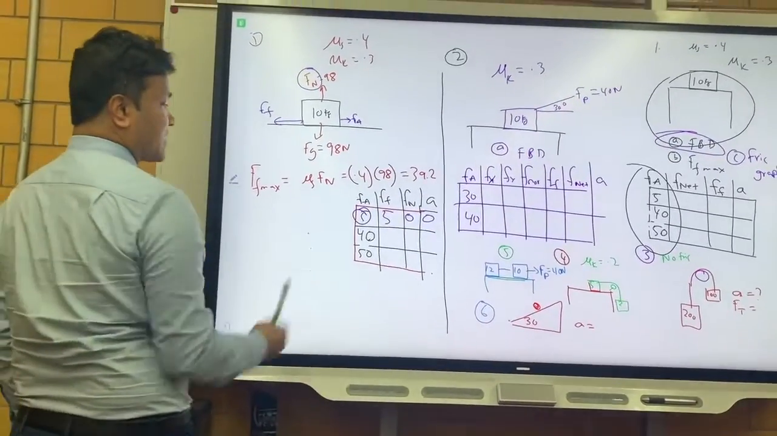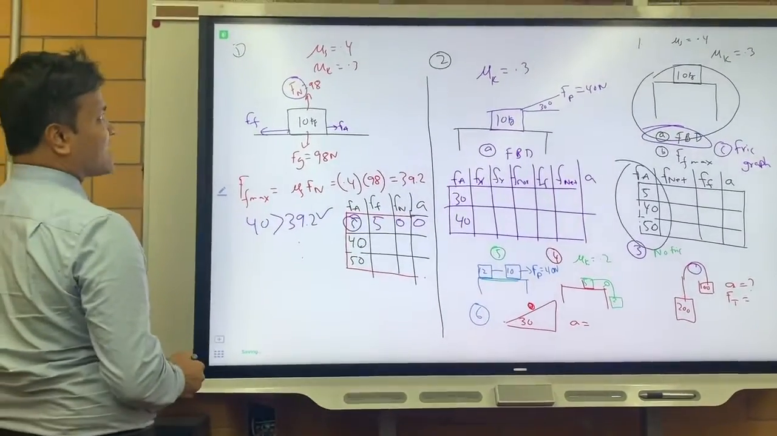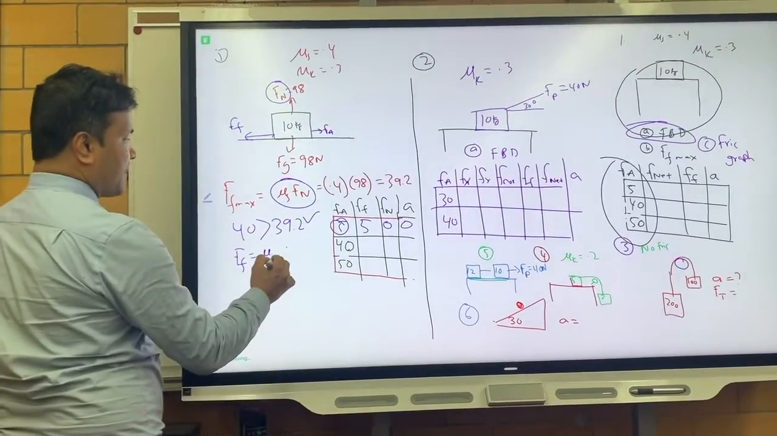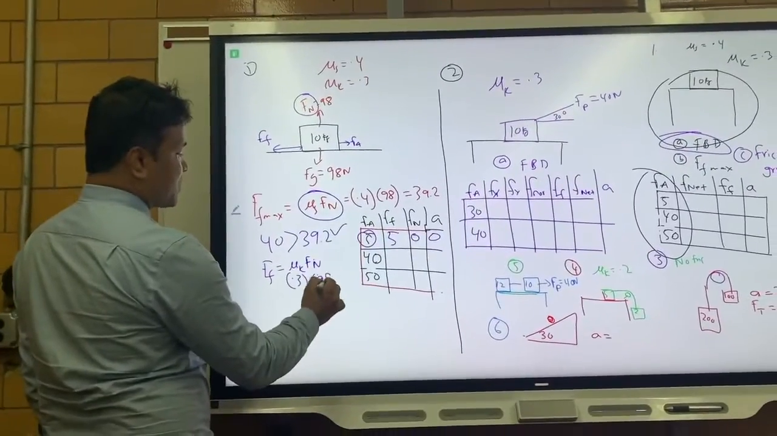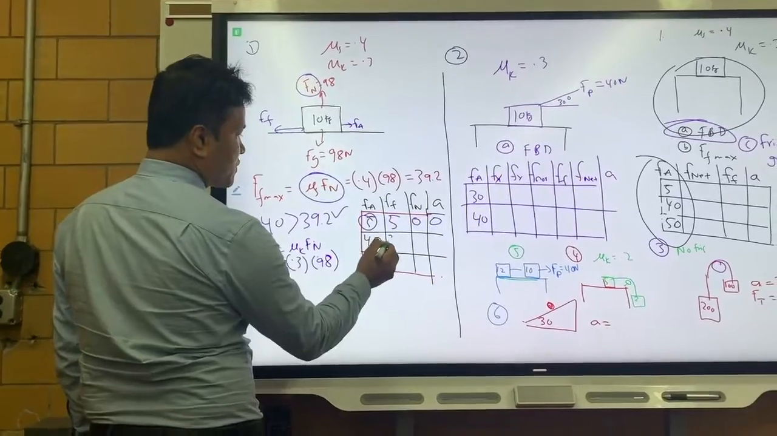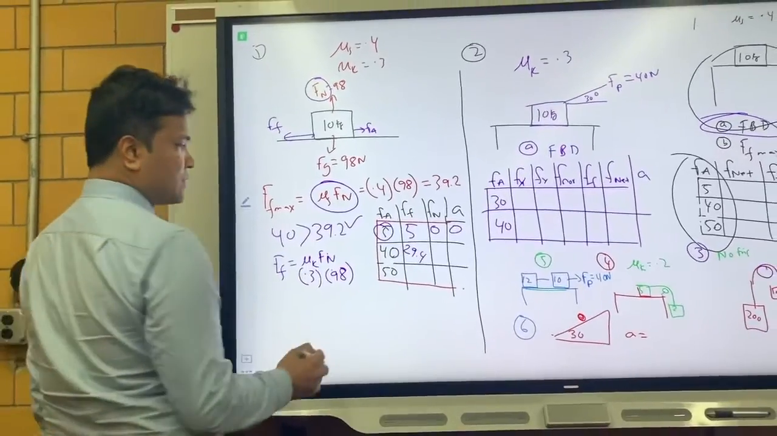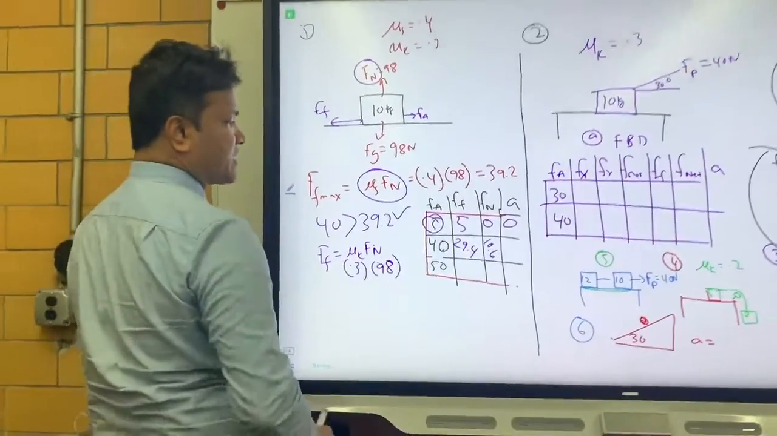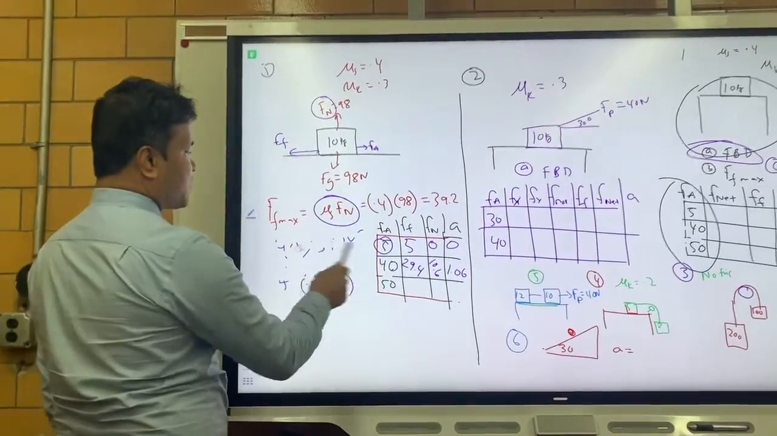Next one is what? 40. Is 40 greater than 39.2? Yes. So then we cannot use this formula. We have to use Ff is equal to mu k Fn. And mu k is what? 0.3 times 98 is how much? 29.4. So what is the net force? 40 minus 29.4 is 10.6. Then what is the acceleration? Divide by 10. 1.06. Okay, now let's do 50.